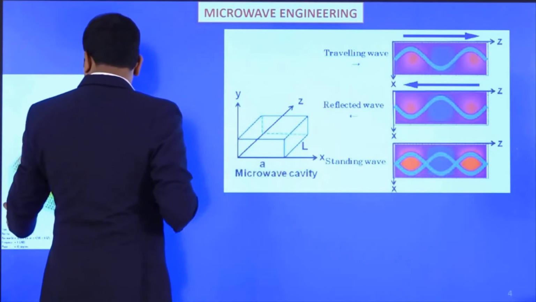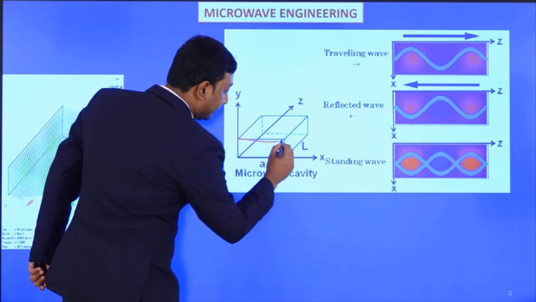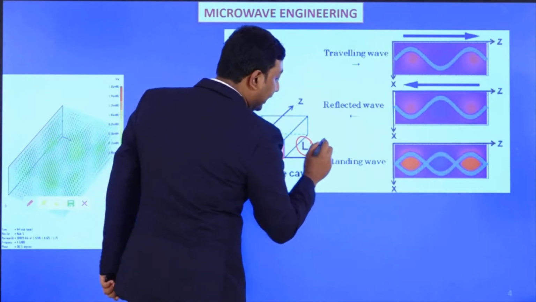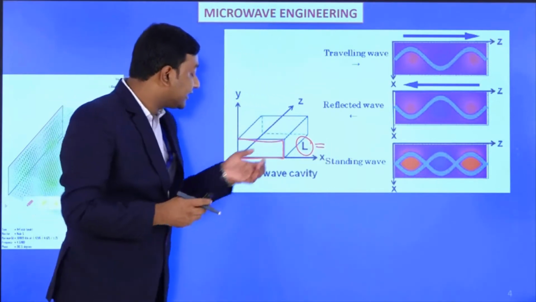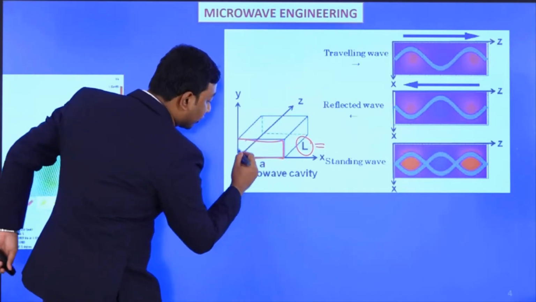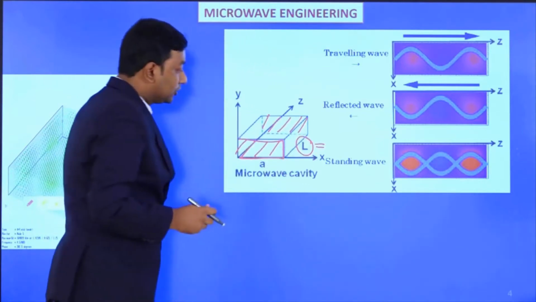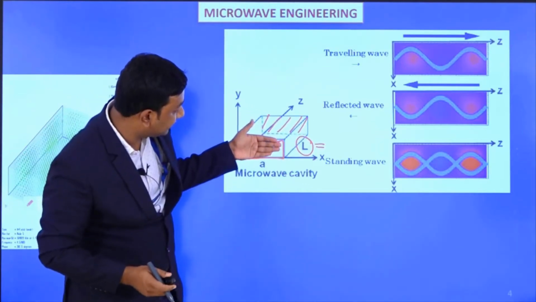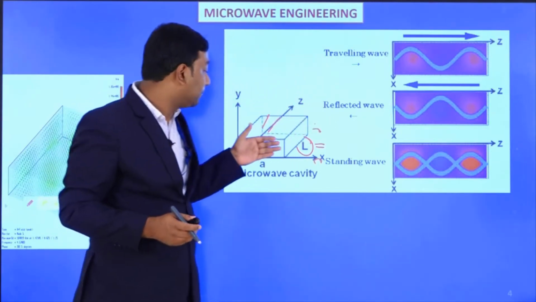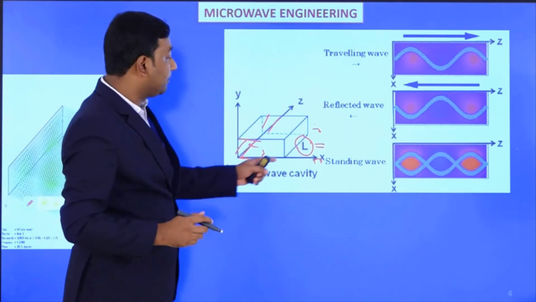Here you can see the rectangular cavity, a rectangular structure, whose length is considered L. So what is the difference between a rectangular waveguide and a rectangular cavity? Here both plates, at the source end and the receiving end, are shorted by metal plates, and we are considering the length of this microwave cavity as L.